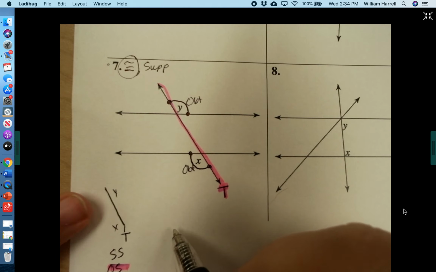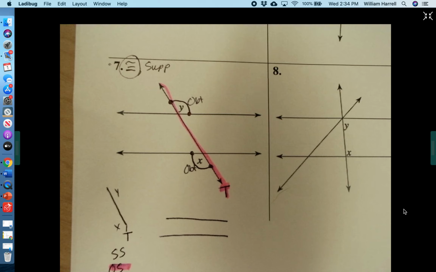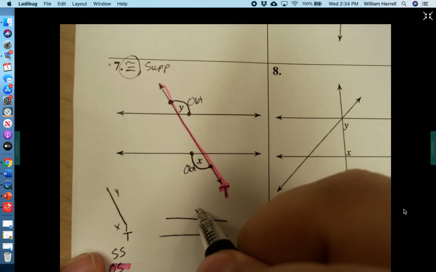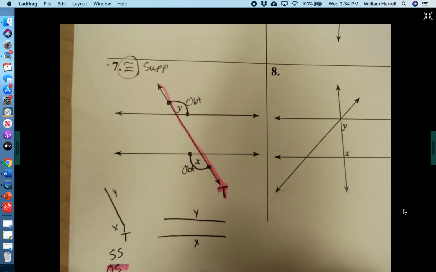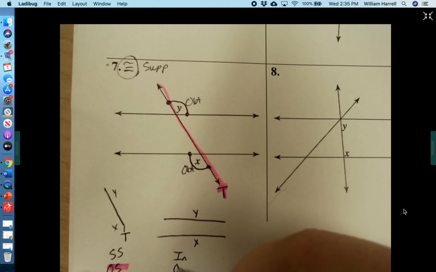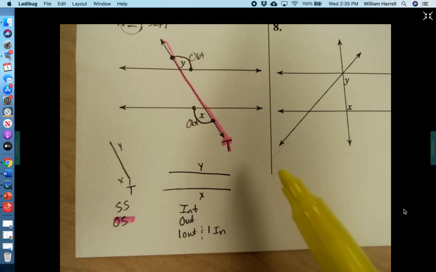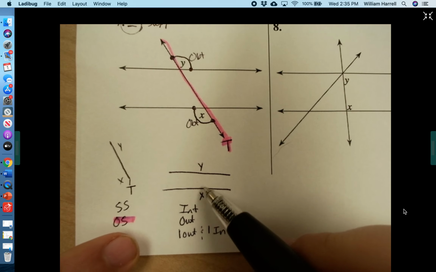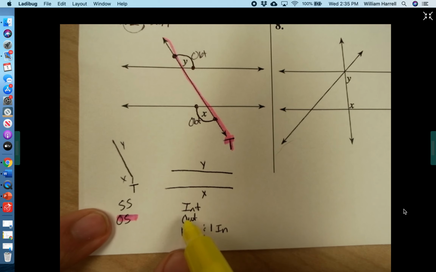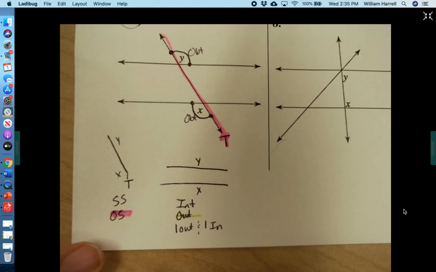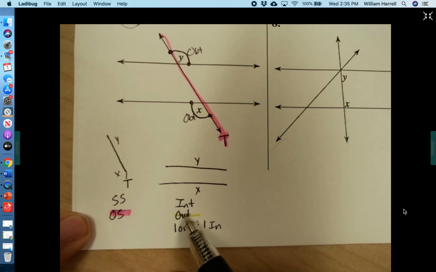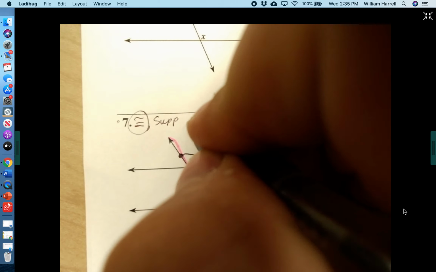Next, I'm going to draw parallel lines, and then, well, y is up top, x is on bottom. Are they both inside or are they both outside? Or is one out and one in? Okay. Well, y is outside, x is outside. They're both outside. So you would say alternate outside, so alternate exterior angles.